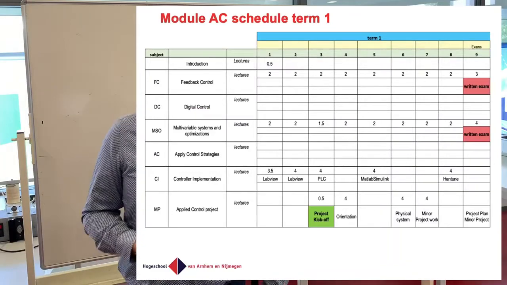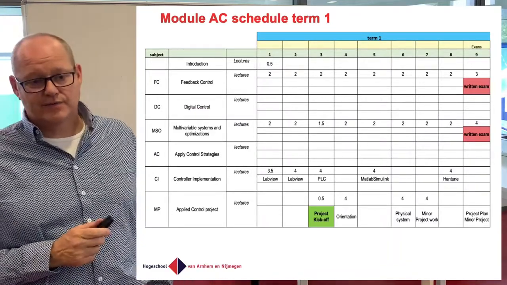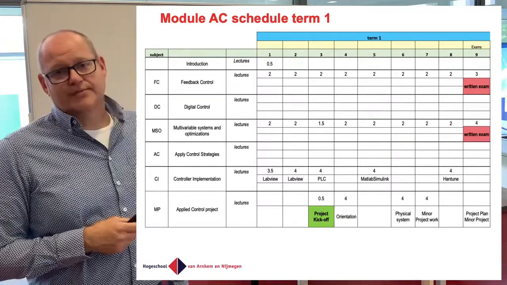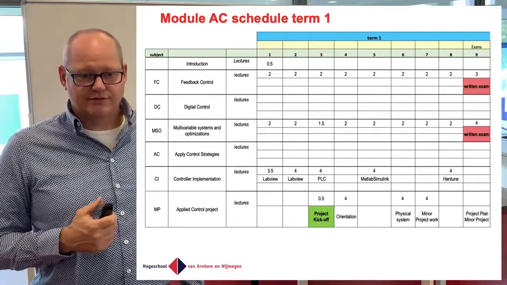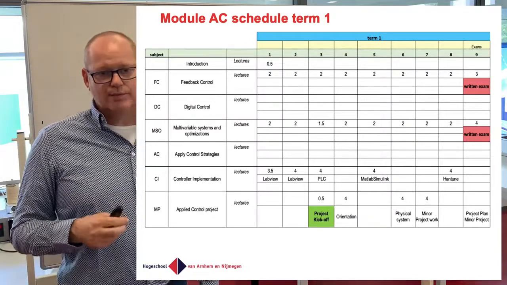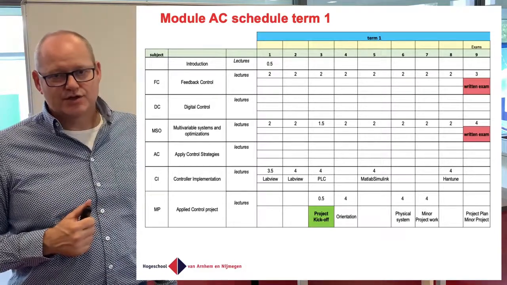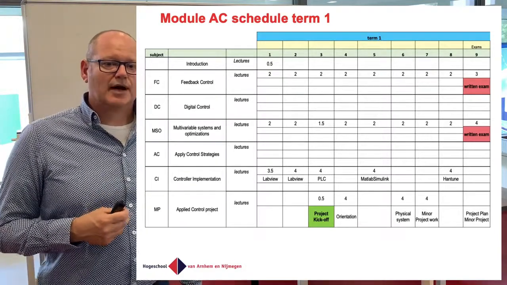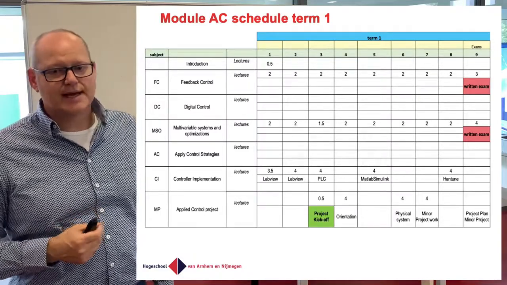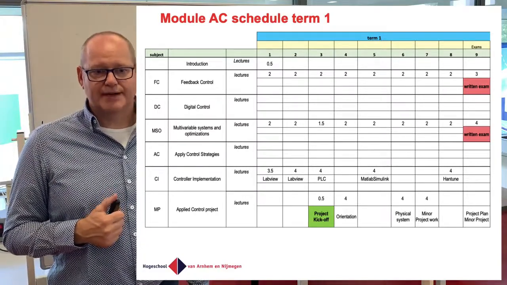Let's have a look at the schedules for the 2 terms, the first term and the second term. In the first term you will have the course feedback control. It lasts 8 weeks, and at the end of the 8 weeks you have a written exam. Then you see the digital control, but that will be in the second term. And the course multivariable systems and optimization will be in this first term. After 7 weeks you will have a written exam. So 2 written exams indicated as a red box at the end in week number 9.